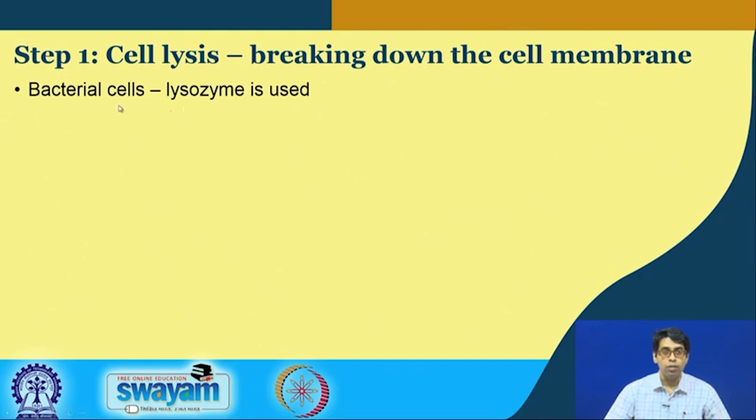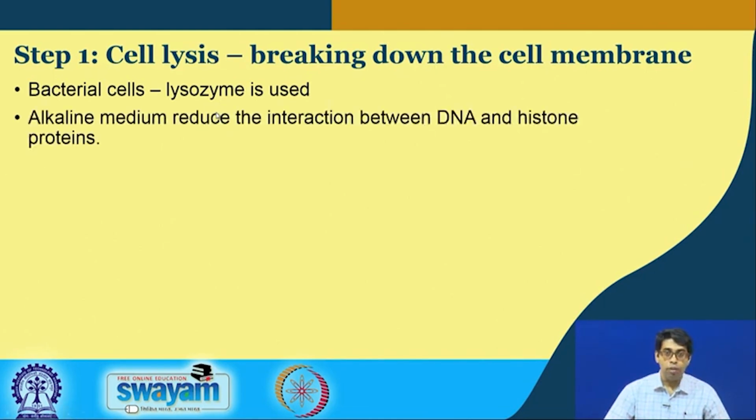In this case, since we are going to use a very small amount of bacterial cells, we are not going to sonicate, we are only going to use lysozyme. Lysozyme is an enzyme which breaks down the bacterial cell wall, and it is actually found in our eyes also, where it protects our eyes from bacterial infection. So, we use the same lysozyme to break open the bacterial cells.